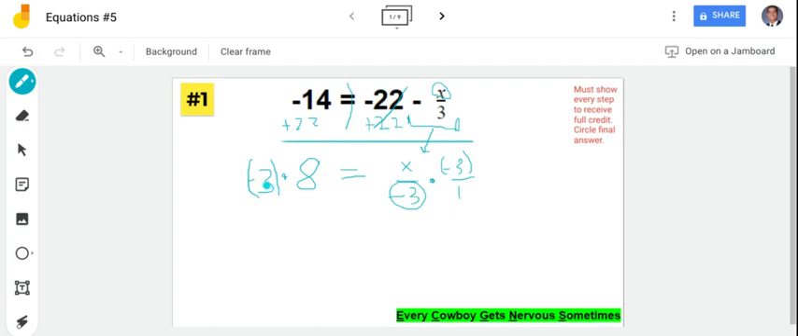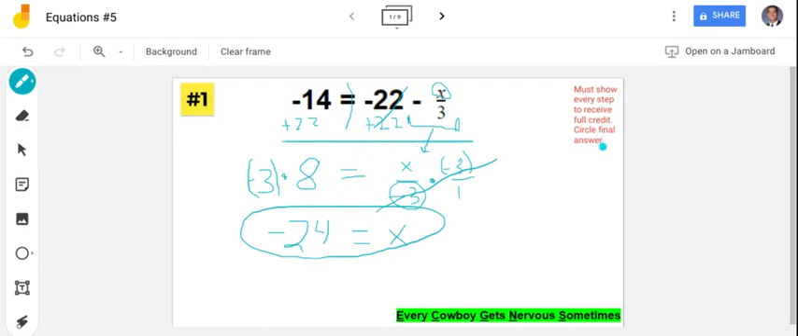Now, on the left side, I have negative 3 times 8. That's negative 24, right? Same sign's positive. These have different signs, so my answer is negative. Equal sign comes straight down. Of course, these negative 3's simplify to 1, right? Because you have a negative 3 in the top and a negative 3 in the bottom. So that is just 1, or 1 times x, which is x. And so this is my answer. X equals negative 24. As you can see, I have all work shown for every step. I must circle final answer. This is how I receive full credit.